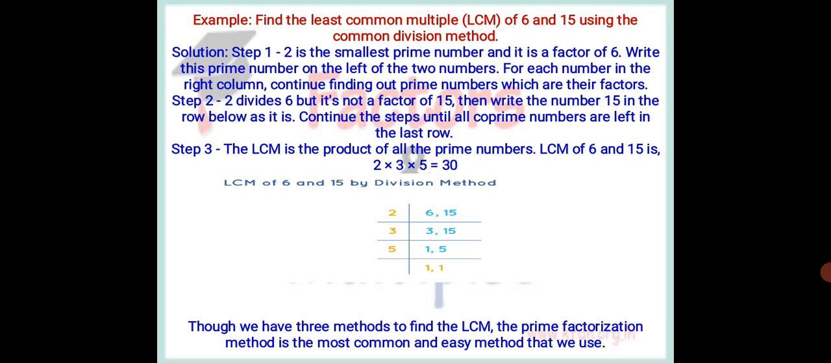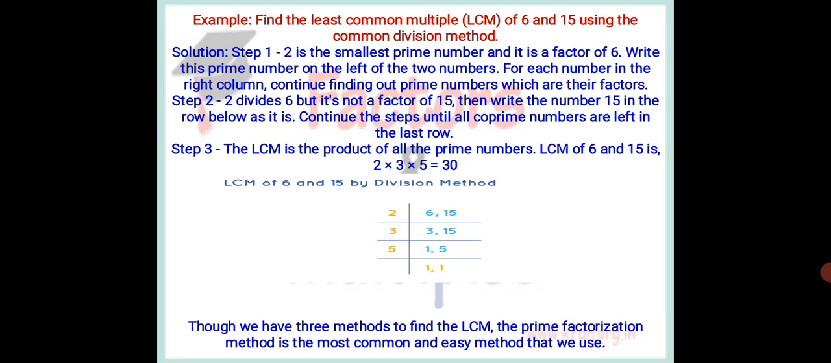Step 2. 2 divides 6, but it is not a factor of 15. Then write the number 15 in the row below as it is. Continue the steps until all co-prime numbers are left in the last row.